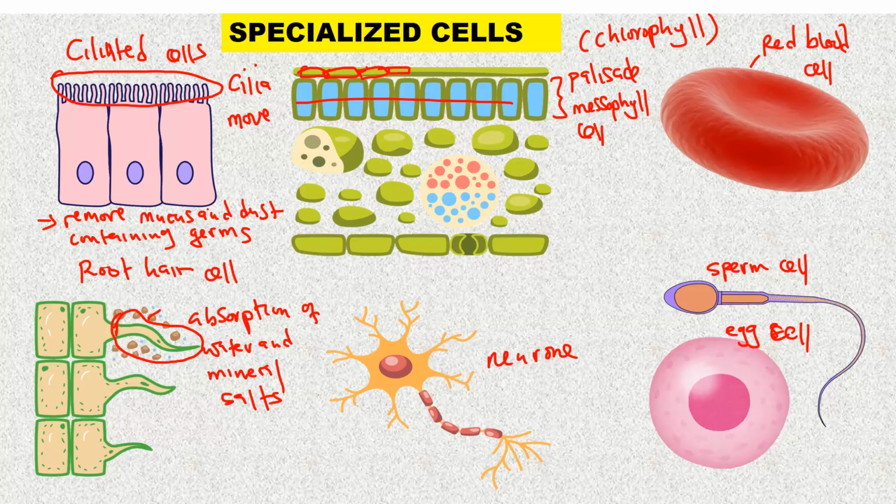Then when you talk of a neuron, the neuron is just for conduction of nerve impulses. These are the ones that make us sensitive.